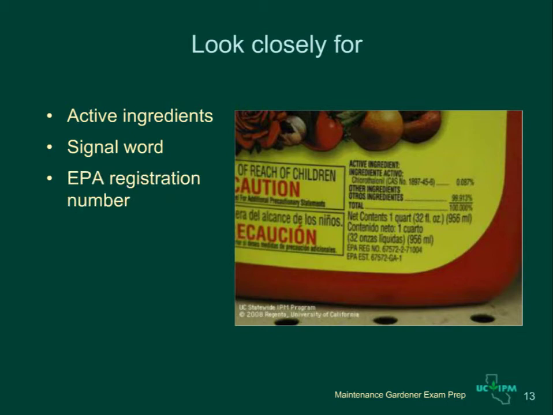Also look on the label for the EPA registration number. The EPA registration number is shown at the bottom of this label on the right-hand side. This is the specific number for this product, and it must be written on your pesticide use forms. It's also useful if you're trying to look up information about a product.